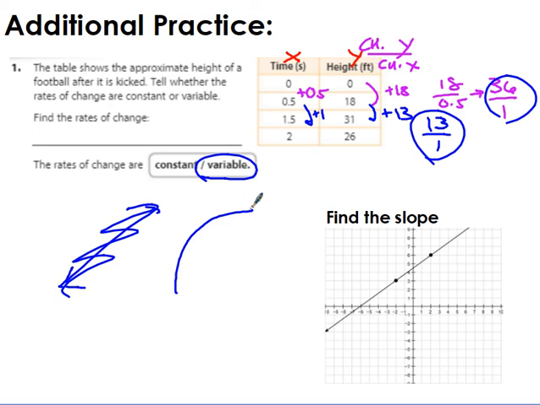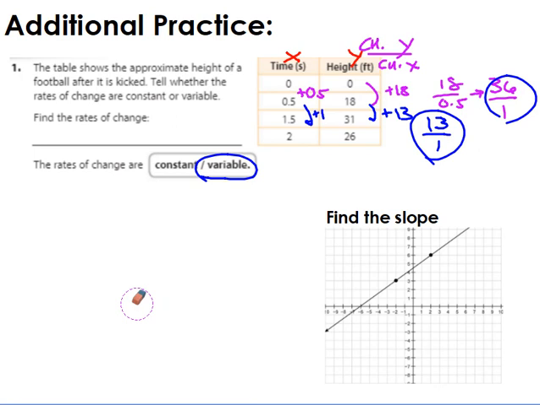Okay, and that makes sense because if you think about it, when you kick a football, it's going to go up fast at first, and it's going to slow down, and then it's going to start coming back down faster again. So that is the shape of the graph, and it's not going to be a constant rate of change. It's variable, which means it's changing its pace. Okay, so it's not going to make a straight line.